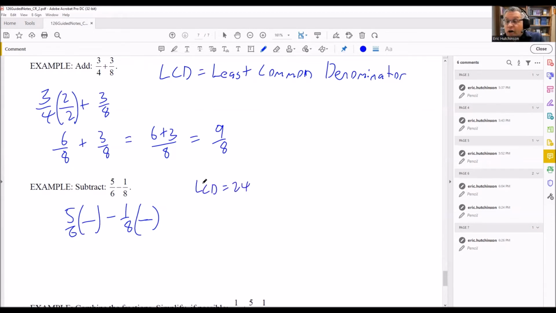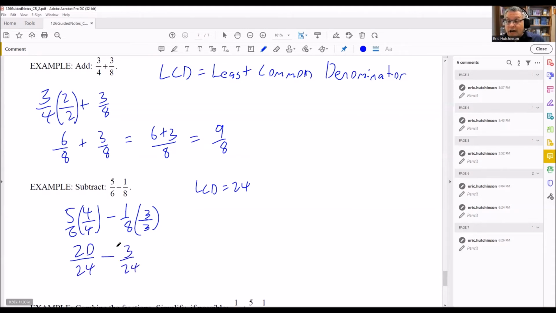Well, 6 divided by what gives me 24? That's going to be a 4. So we do top and bottom with a 4 there. 8 here. Both of these will have to be a 3. And now we're just multiplying. Remember, multiplication comes before subtraction. So we're going to multiply each of these out separately. 5 times 4 is 20 divided by 24. Then we do this as a 3/24, like that.